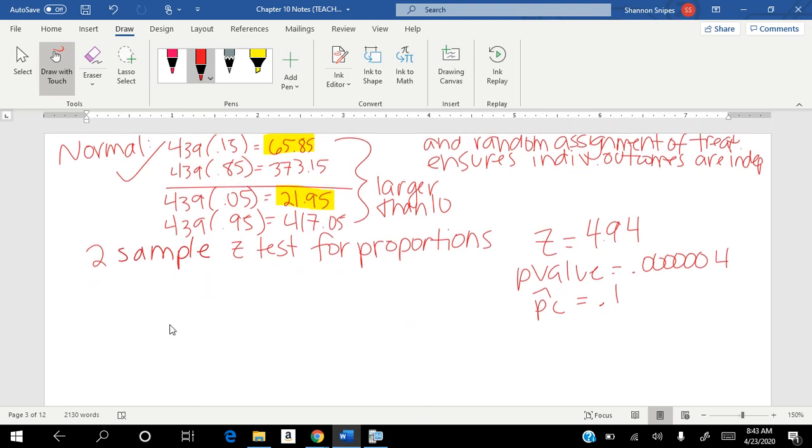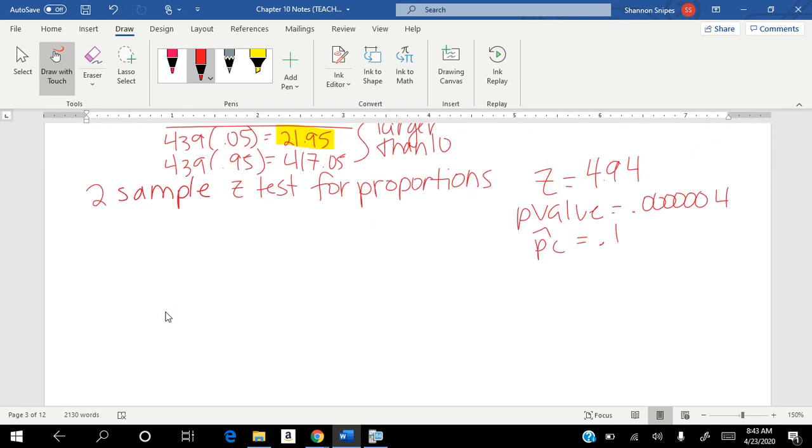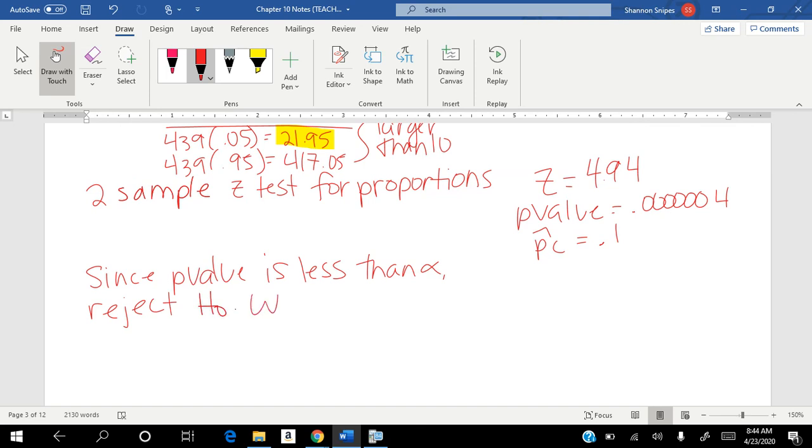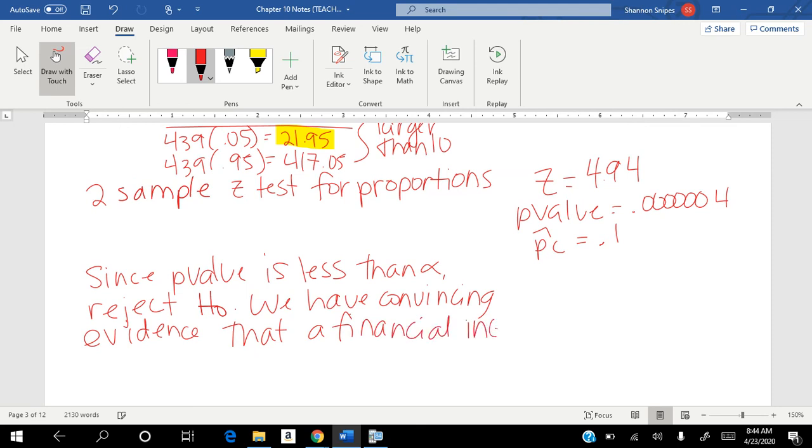All right. So since our p-value is less than alpha, we will reject the null. We have convincing evidence that a financial incentive helps people quit smoking.